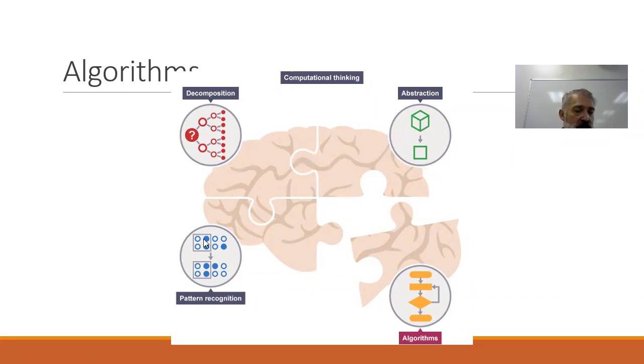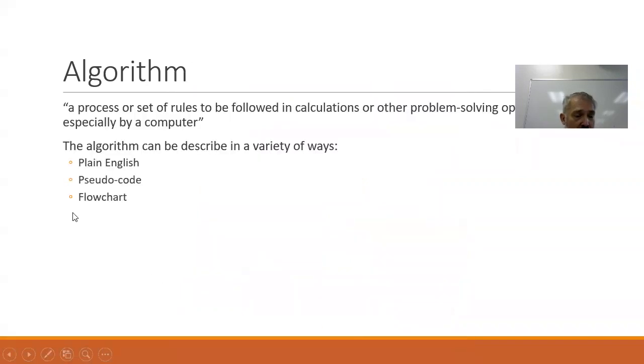Then there was pattern recognition, looking for things that could repeat, so that we could scale up and use less code for more benefit. And then the last one here is represented by this flow diagram, which shows an algorithm put into a graphical form. So algorithms are what we want to talk about today.